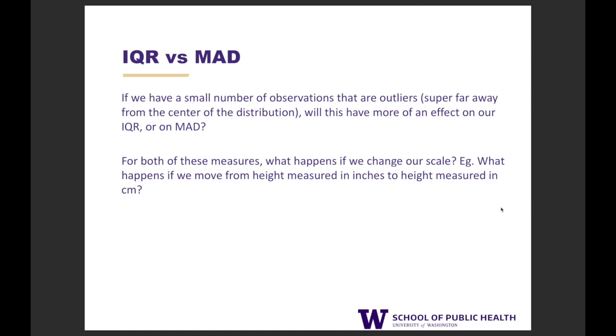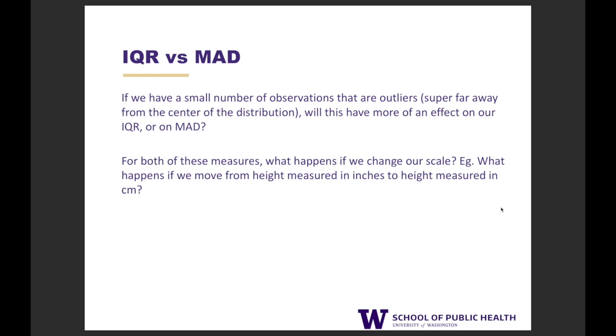So let's think about comparing this interquartile range and the mean absolute deviation. So let's imagine that we have a small number of huge outliers. We have a small group of people who are 20 feet tall, right? Will this have more of an effect on our interquartile range or on our mean absolute deviation? So I'm going to pause for a second, and you can pause the video and think about this one, and then return and listen to what I have to say.